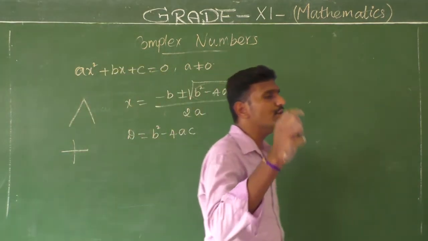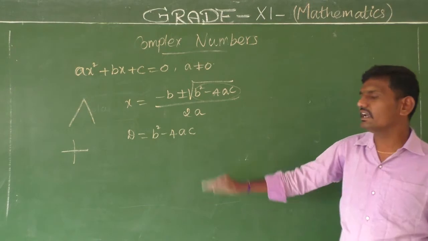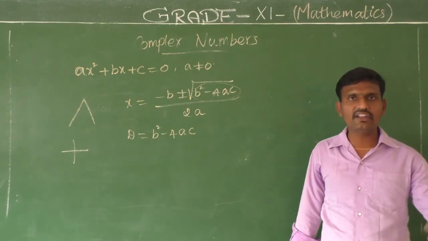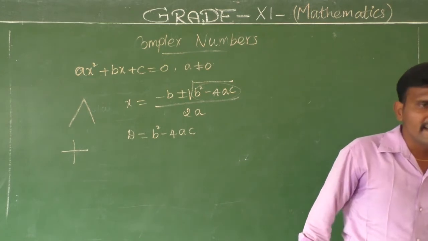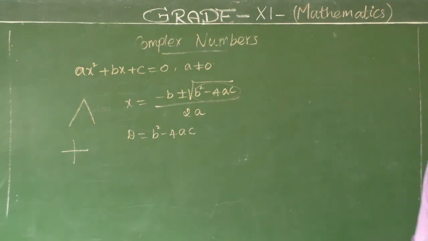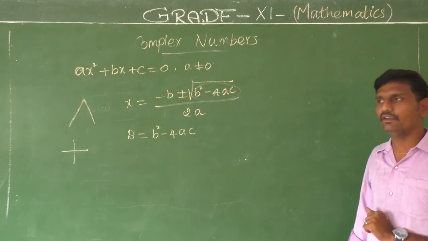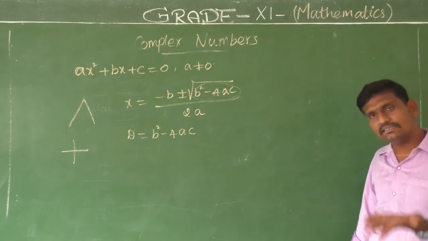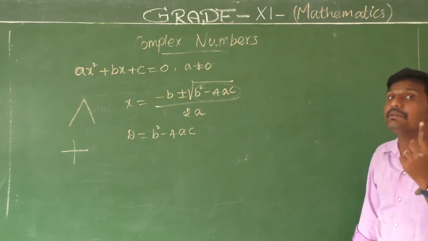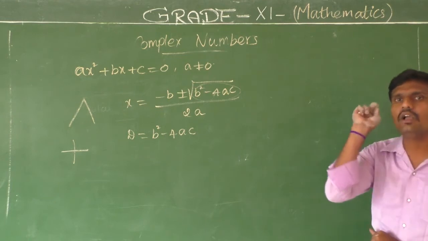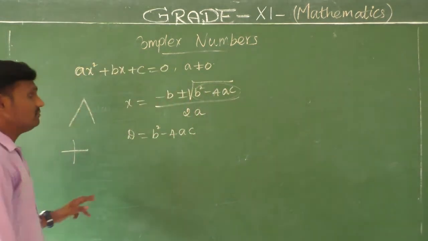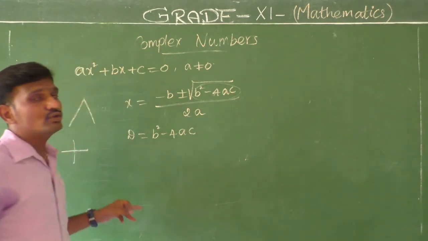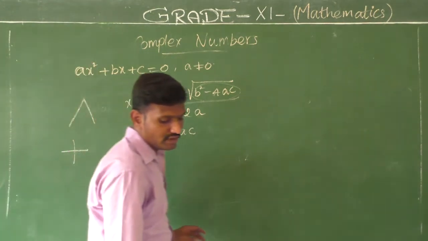Already I told you we have three types of discriminant values. If the discriminant is greater than 0, you have real and unequal roots. If the discriminant is equal to 0, you have real and equal roots. Finally, if the discriminant is less than 0, it has imaginary roots. That is in your complex numbers. Yes? Okay, fine. Now let us go to some example questions.